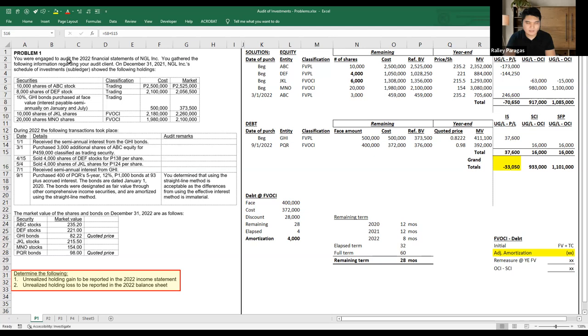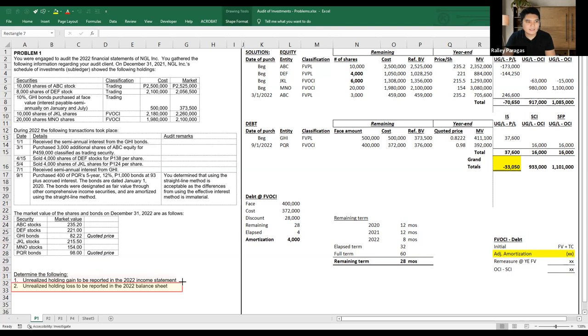And then the second requirement, unrealized holding loss. Actually, it should be gain or loss, to be reported in the 2022 balance sheet. So this is our answer: 1,101,000. Okay, so that's basically our comprehensive problem. It's a bit long, really.